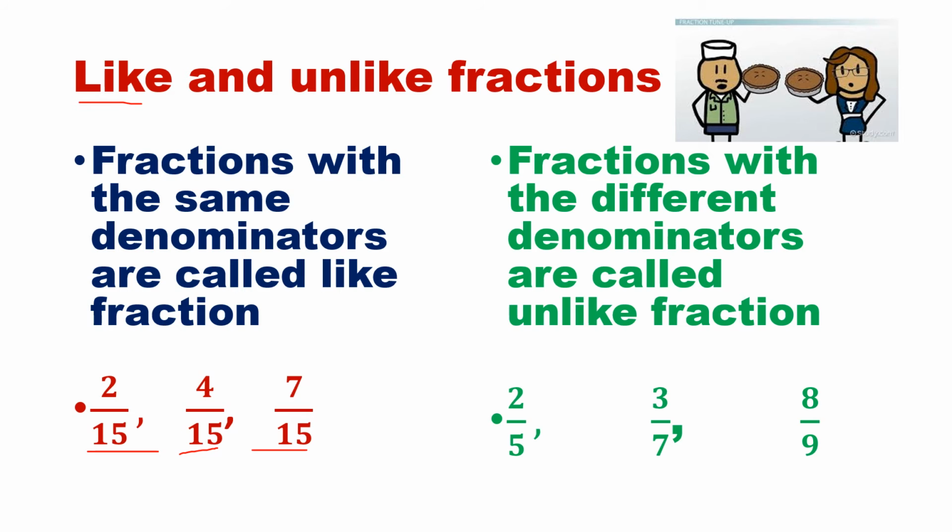Okay, denominators are same. And fractions with different denominators are called unlike fractions. You can see here the denominators 5, 7, 9. Okay, so these are all unlike fractions. So the fractions which have the same denominator are called like fractions. Fractions which have different denominators are called unlike fractions.